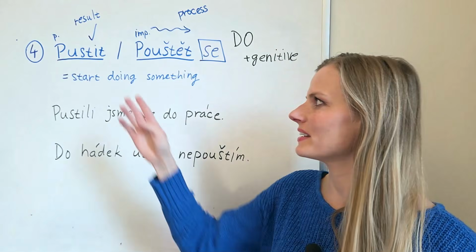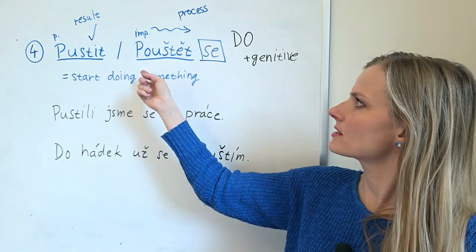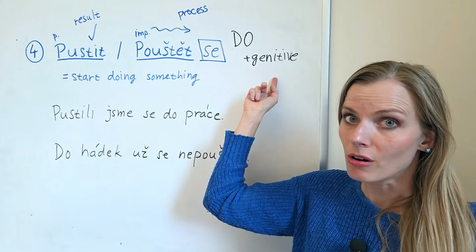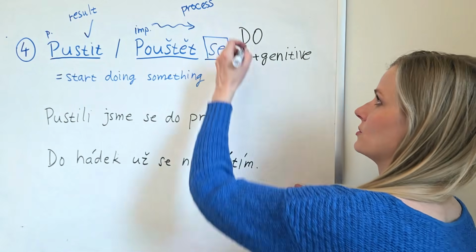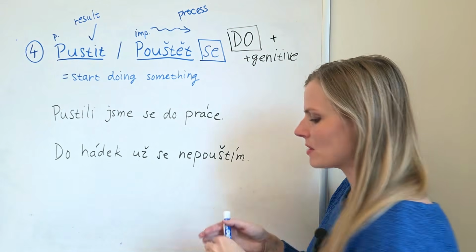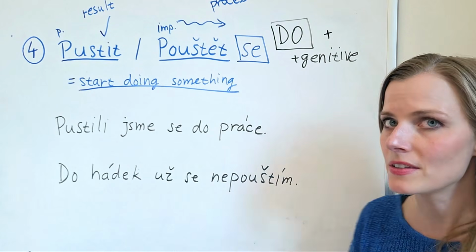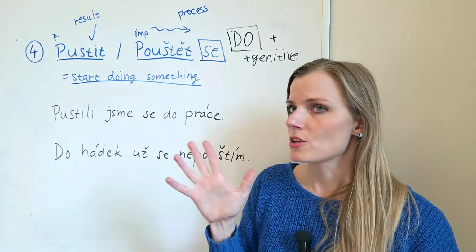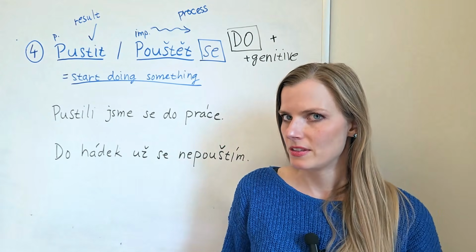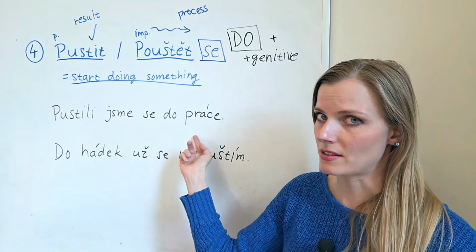And finally, the last expression. Pustit, pouštět se do něčeho. Plus genitive. The preposition do always takes the genitive case. This means to start doing something. When you talk about an activity, you can use pustit se do, not with every activity. There are some typical phrases like pustit se do práce.